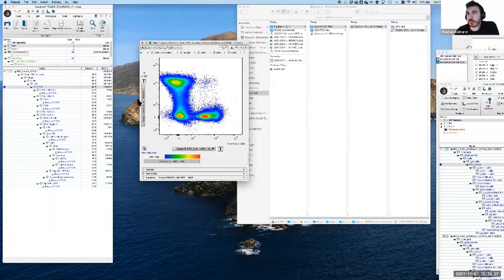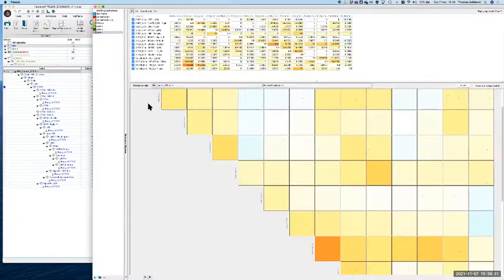Absolutely, that is a really good point. Those N by N plots are super helpful. I do find them a bit confusing sometimes.